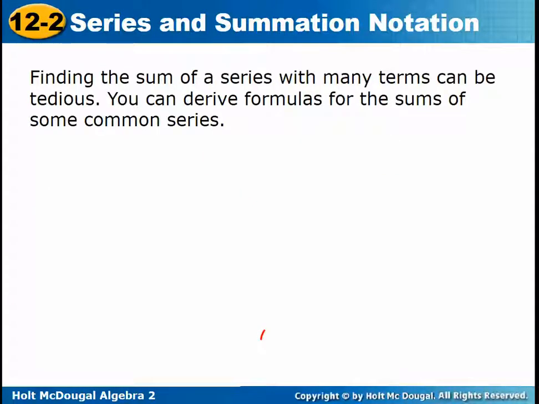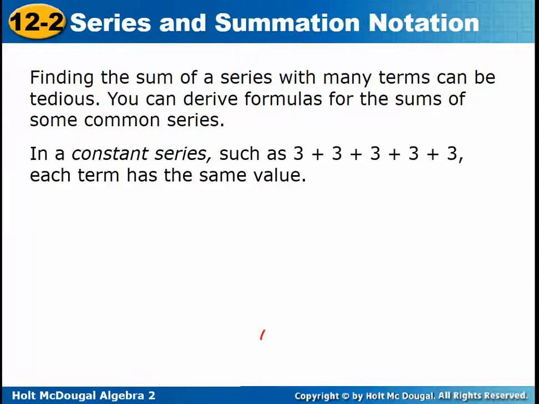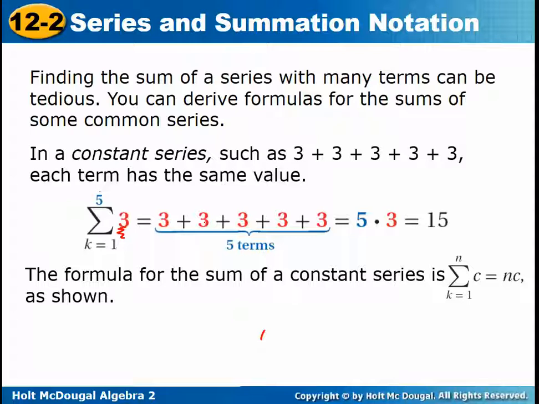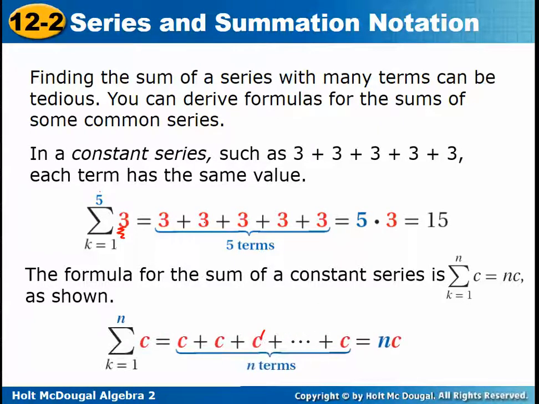All right, last part we're going to do is if you have a lot of terms, like 40 or 20 or 100, you don't want to have to write these all out and add them up. So there are some common series that we have developed formulas for. The first one is called a constant series. If you have a summation with just a number there, then all you have to do is multiply that number by how many terms you have. From 1 to 5, there are 1, 2, 3, 4, 5 terms. So you take 5 times 3 and get 15. So the formula for the sum of a constant series is just the number of terms you have times that constant number. So there's n terms, so we'd take n times c.